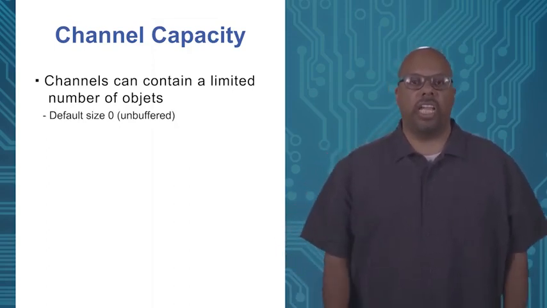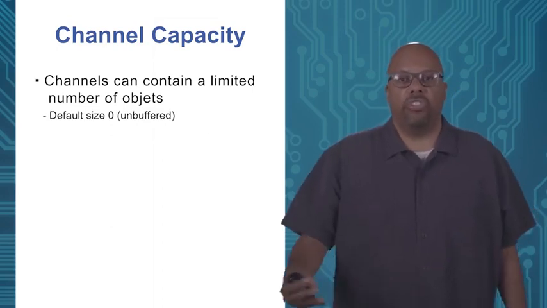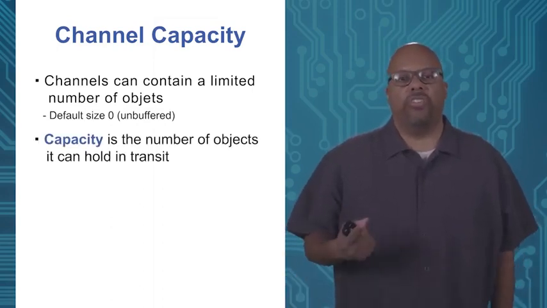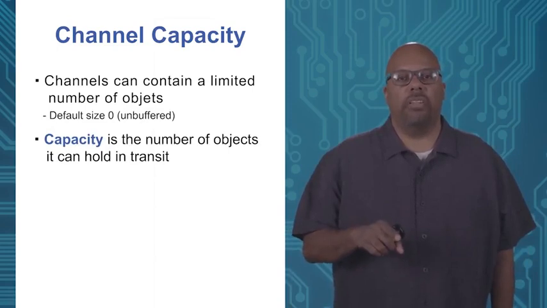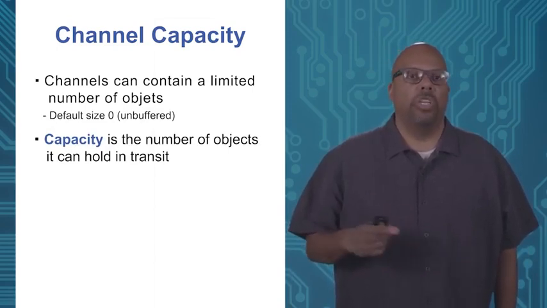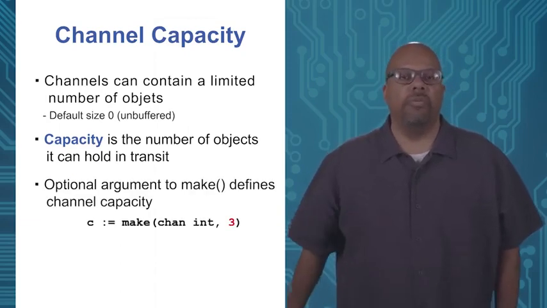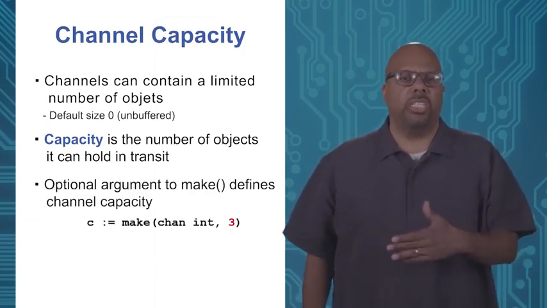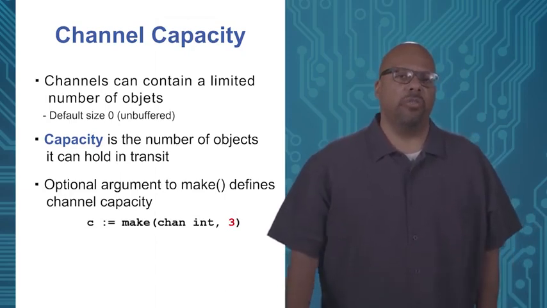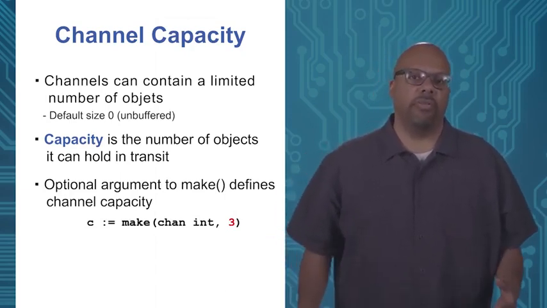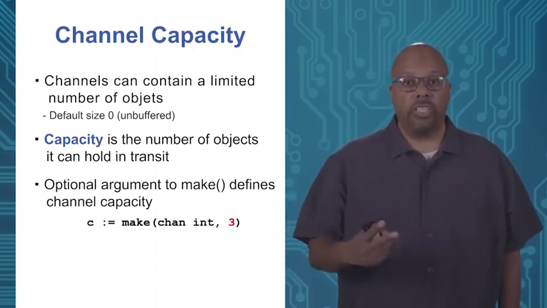The capacity of a channel is the number of objects it can hold in transit. The way you define this is an optional argument to the make function. When you create the channel, you can set its capacity. So in this example, I say c equals make chan int, comma 3. I give it that second argument 3, which tells me that the buffer is size 3. Note that the default size is 0.